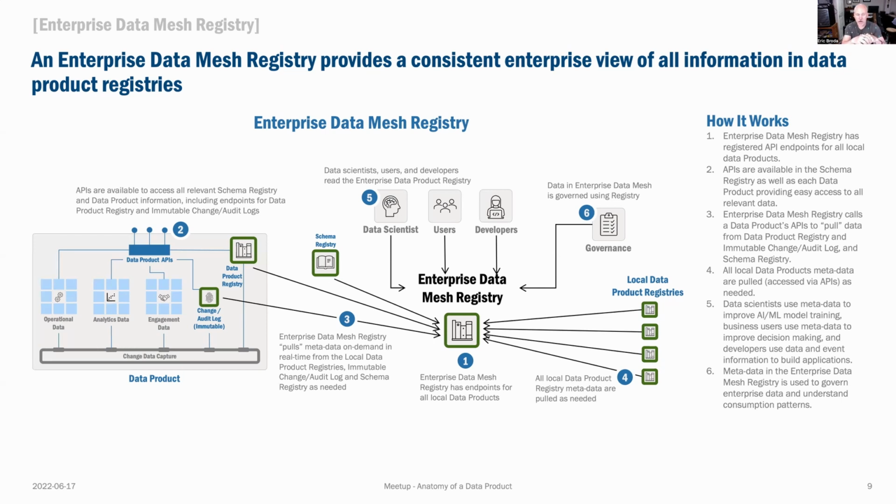The other interesting part is that the enterprise data mesh registry brings together all the local data product registries, but also, in my experience, we have a lot of data products that emit events, which are governed by a schema registry. So that schema registry and any API, OpenAPI specs to access that, or query inventories, supported performant queries for that data product, they all go into this enterprise data mesh registry.